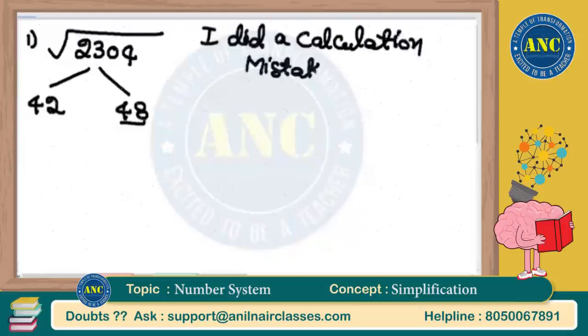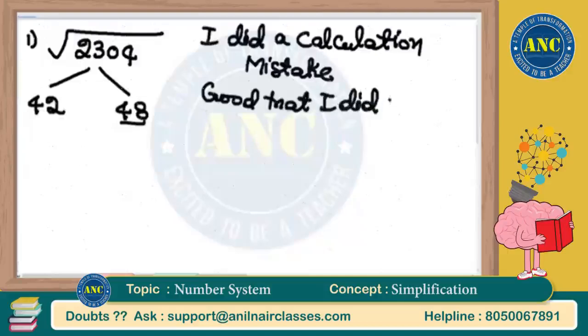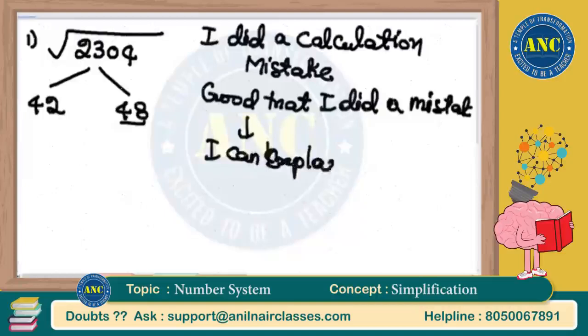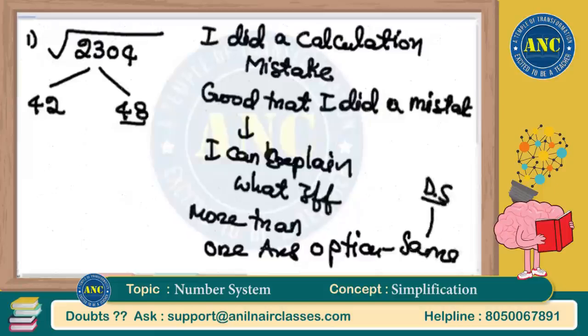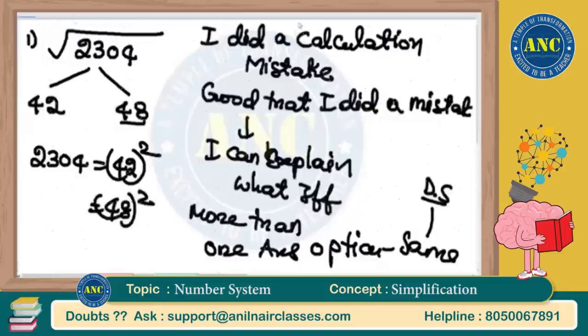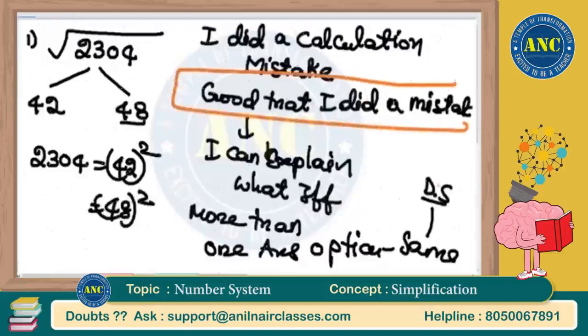Good that we are doing this problem. Good that I did a mistake. I can explain what happens if more than one answer option has the same digital sum. I'm happy that I made this mistake. Please write down this doubt. 2304 equivalent to 42 square is matching 9 and 48 square is also matching 9. It explains a new concept.